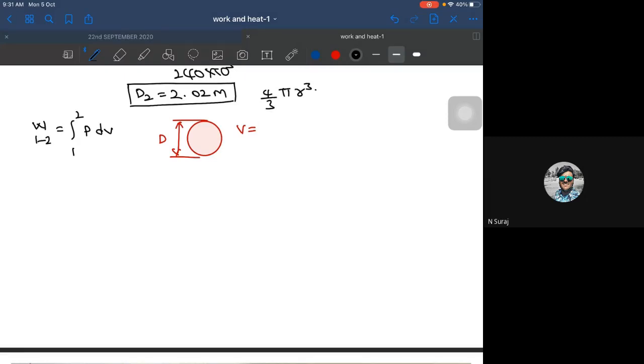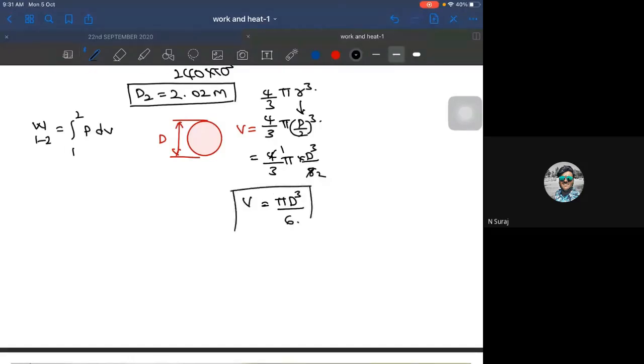From this, r is nothing but d by 2, whole cube. It is 4 by 3 pi into d cube divided by 2 cube, which is 8. So it is 1 times here, 2 times here. So it is pi d cube by 3 into 2, that is 6. So in terms of diameter, can I take the volume to be pi d cube by 6? Yes. Okay, now this is the volume.